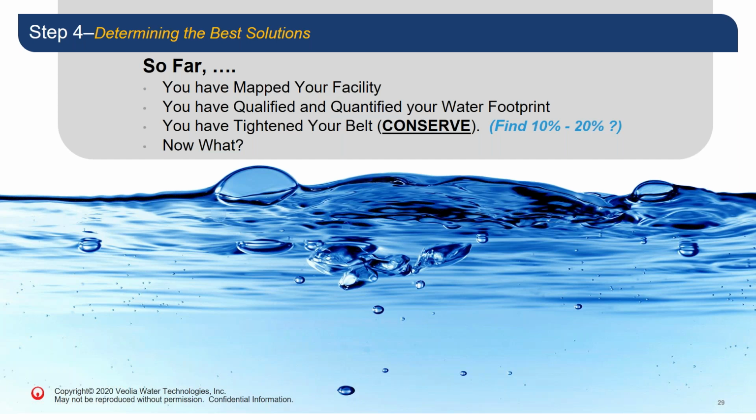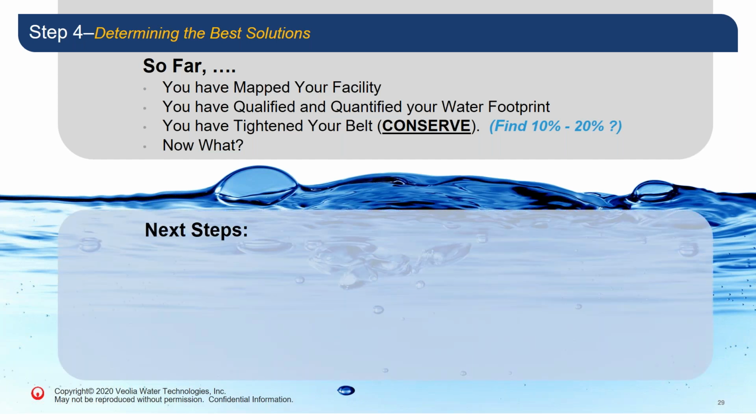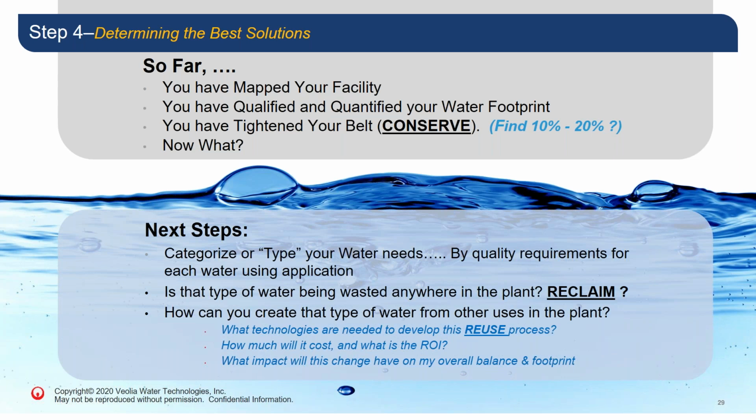So now what do you do? What do you do once you've tightened your belt? Where do you go next? What are the next steps? Our advice is that you might look toward categorizing the type of water that you need in the plant. And by that, I mean, what quality requirements for each water that you use in each application do you have?